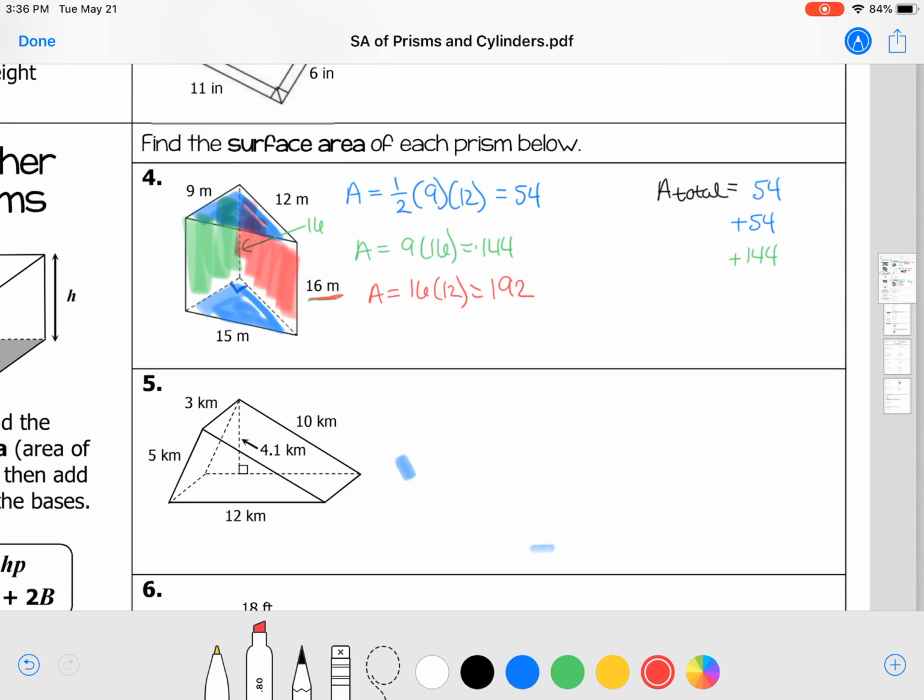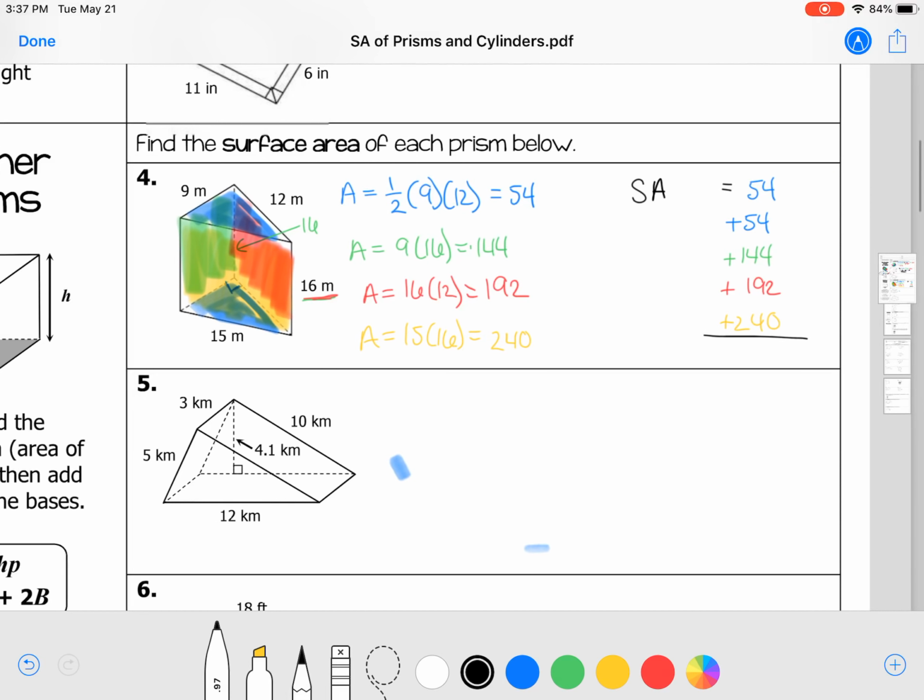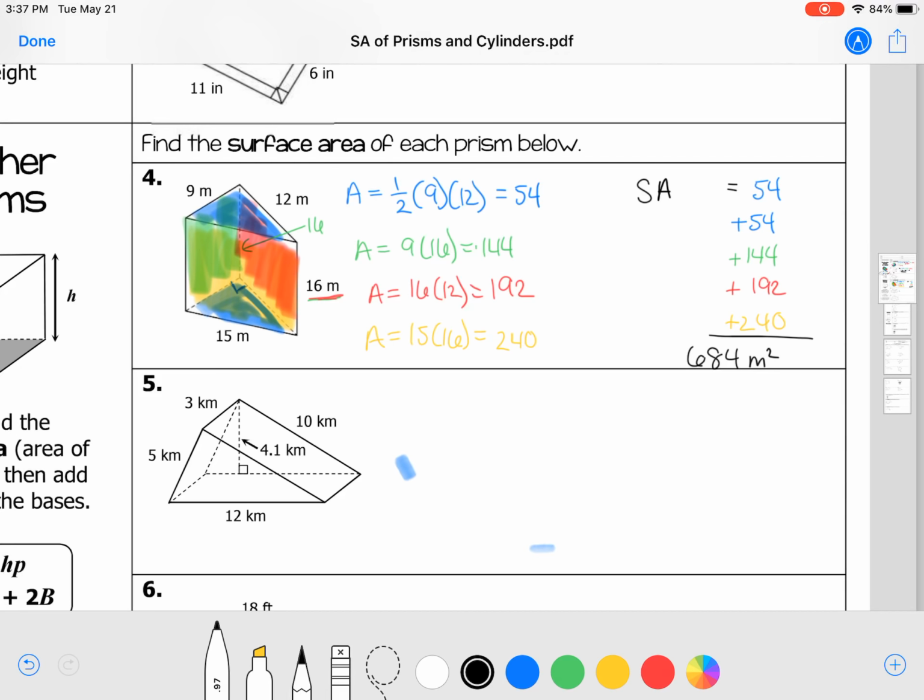And finally, the last area that you actually want to find is this front one, and you might miss it, but there is a front side that we haven't found, that front rectangle, and the dimensions are 15 and 16. So you do 15 times 16, which is 240. And so over here I need to add 192, and I also need to add 240. And so if I want to find the total surface area, the surface area of this triangular prism is going to be 54 plus 54 plus 144 plus 192 plus 240, and so 684 square meters. Okay, so that's one method.